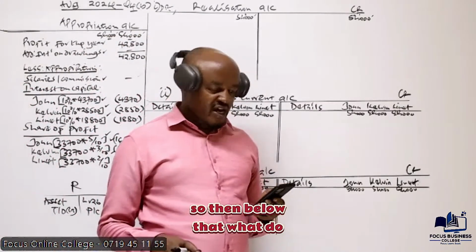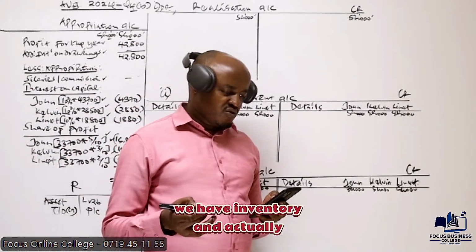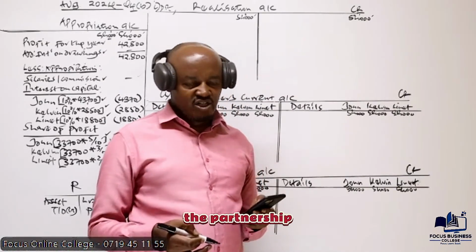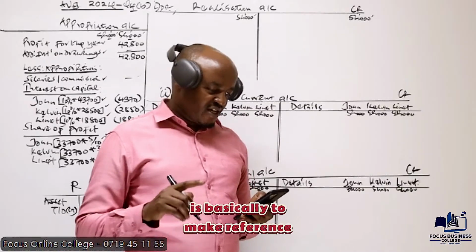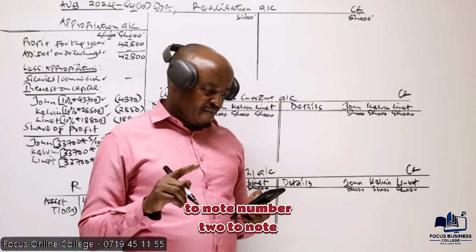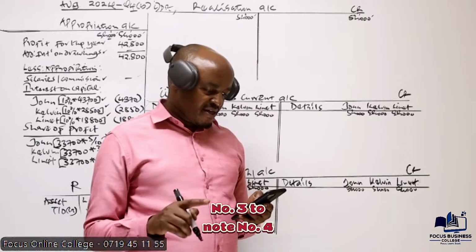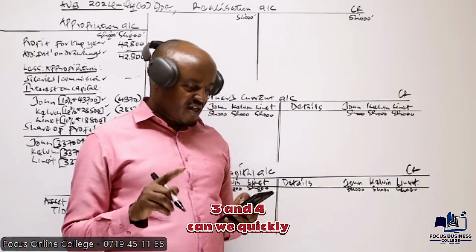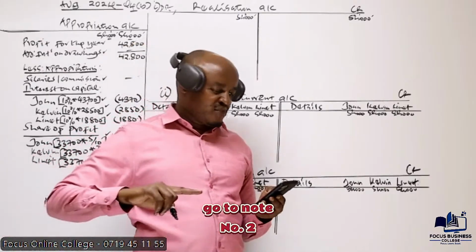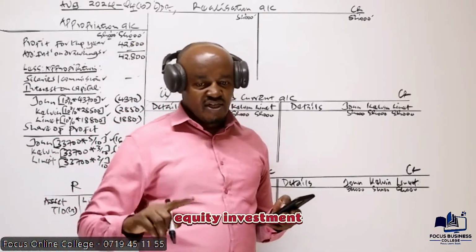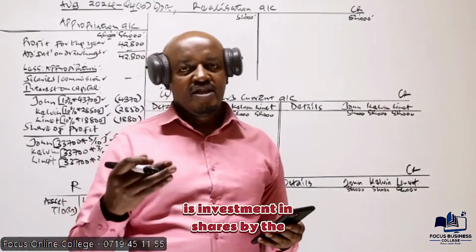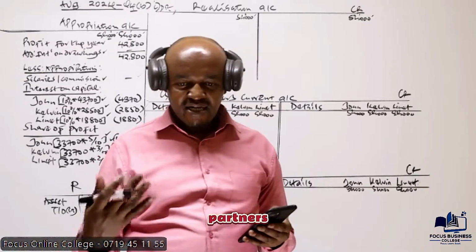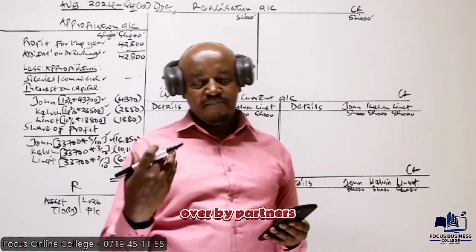So then below that, what do we have? We have inventory. And actually what you're given here are items of assets and liabilities of the partnership. Now, what we need to do is basically to make reference to the additional information, note number 2, 3, and 4. Can we quickly go to note number 2? Note number 2, we are told equity investment, which you have said is investment in shares by the partners. This one was taken over by partners. This is an asset which was taken over by partners.